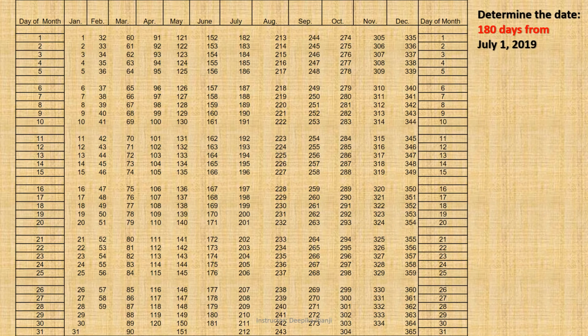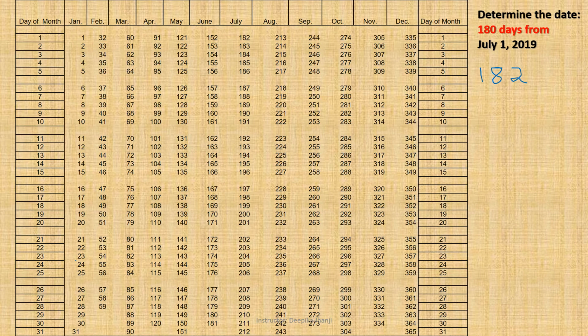Okay, another question. Determine the date 180 days from July 1st, 2019. Now the second date is what we need to calculate. The first date is July 1st. Let's locate July 1st on the date chart. July 1st is 182. Let's write down the number that belongs to July 1st. So this is 182.